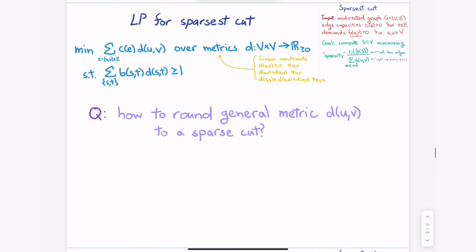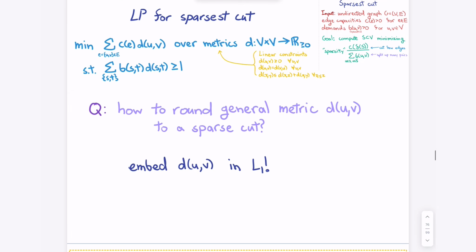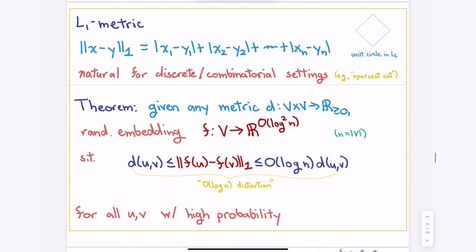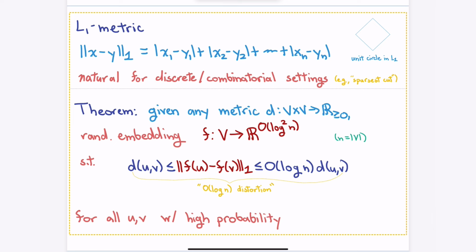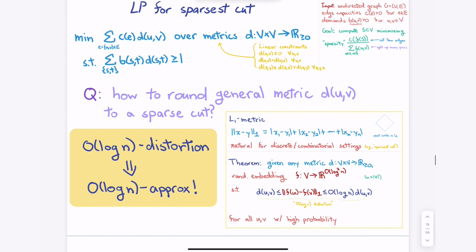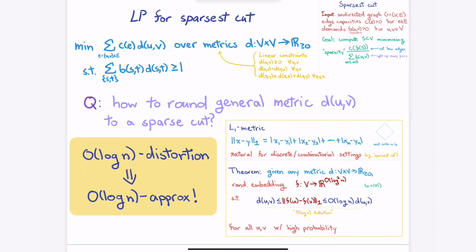All right, how are you going to round a general metric? It's no longer one of these nice ones. We're going to embed it in L1, and you can embed it into log squared n lines and lose a log n factor on the distance. So your objective value will get worse by a log n factor. But ultimately, that log n distortion is going to give you a log n approximation.